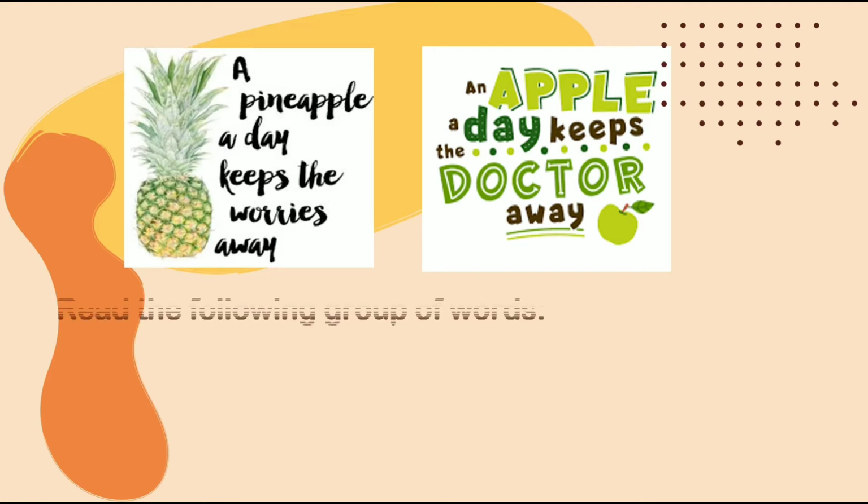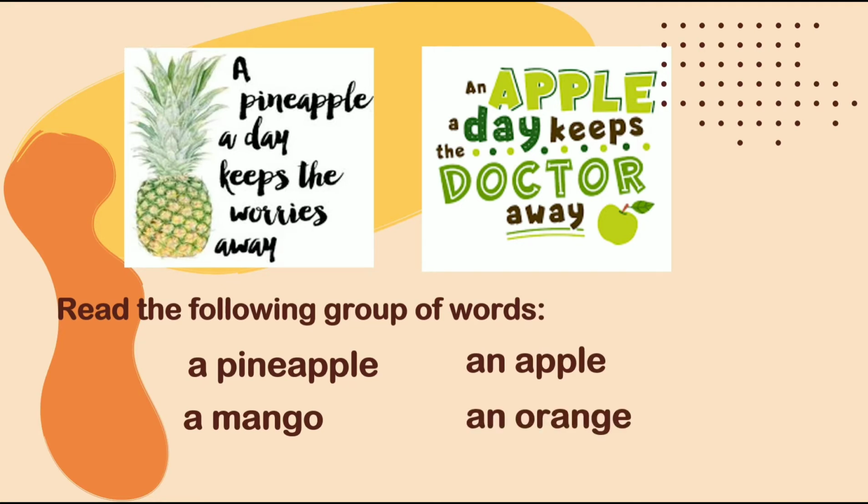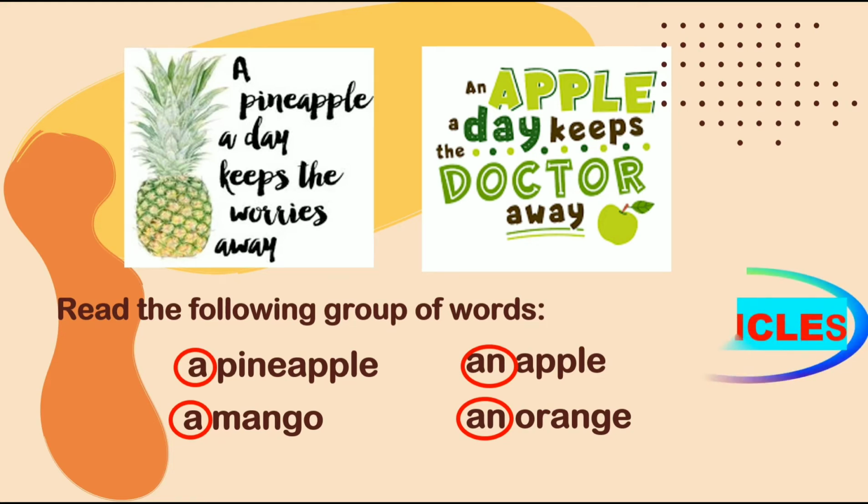But take a look also at this given group of words: a pineapple, a mango, an apple, an orange. Do you notice something with this group of words? You see an article before each word. Yes, we have here a and an. A and an are what we call as articles. So what are articles?